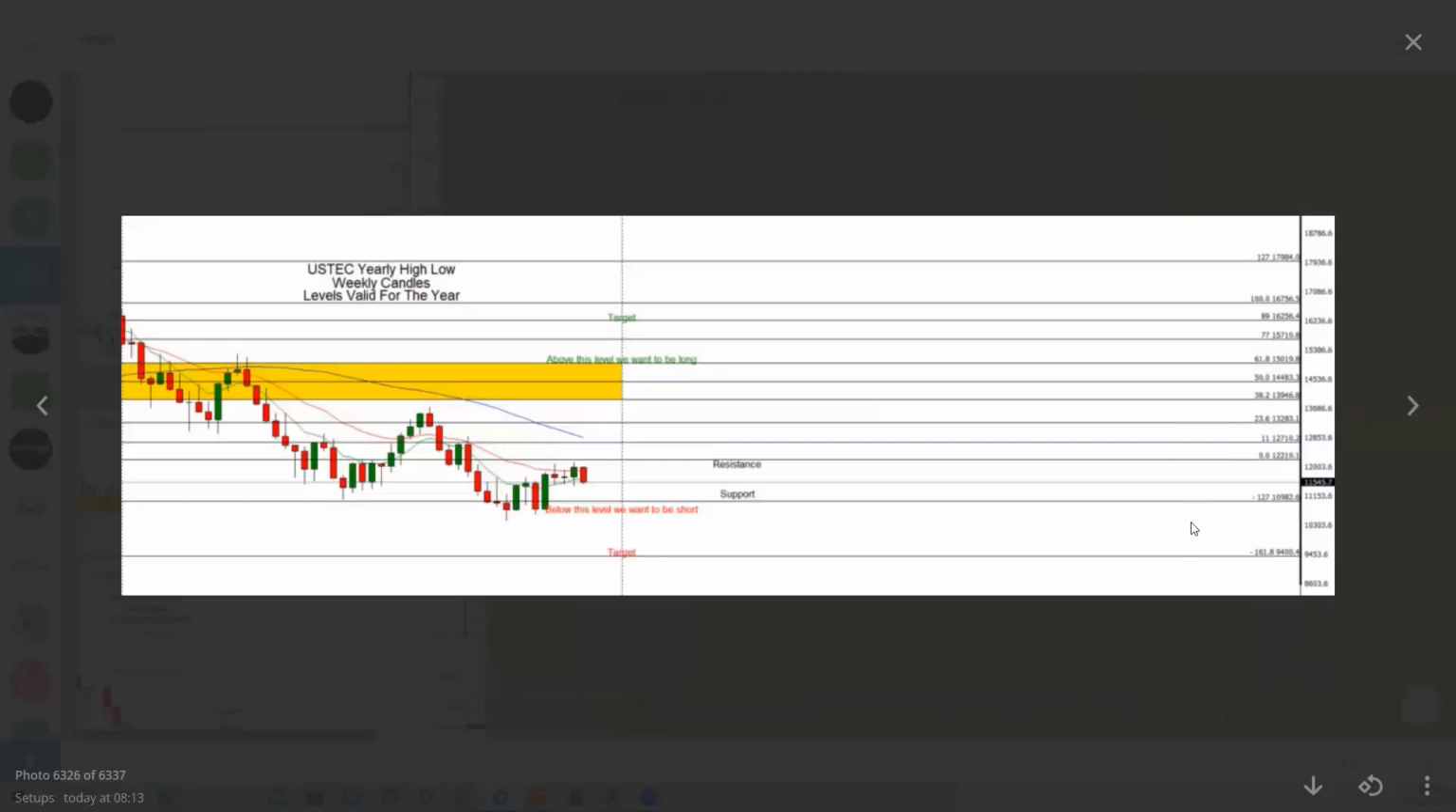NASDAQ yearly high low, currently between levels of minus 127 and 0 support resistance. If we look at moving averages, 50 is above 21 above 8. That's indicating trend is down. So we want that push below the minus 127 to aim for the minus 161.8.